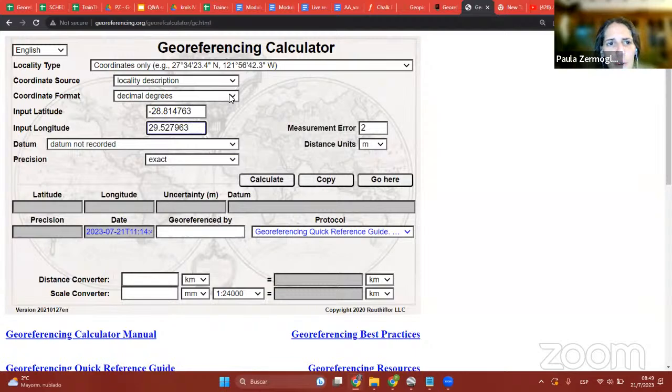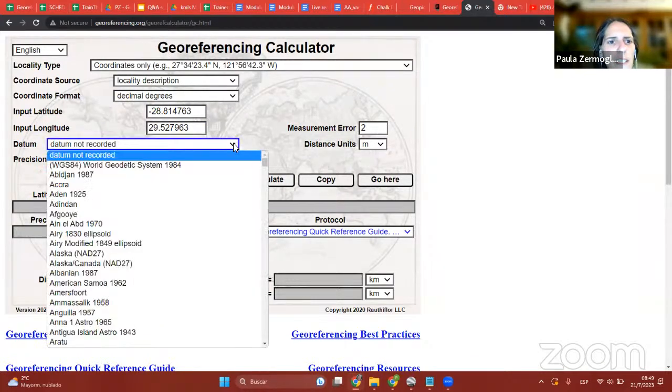Let's look at the coordinate format. The coordinate format can be decimal degrees, degrees decimal minutes, or degrees minutes and seconds. And in this case, we have them already in decimal degrees. So this is decimal degrees. What is the datum? Or rather, which is the datum that we have to choose for these coordinates?